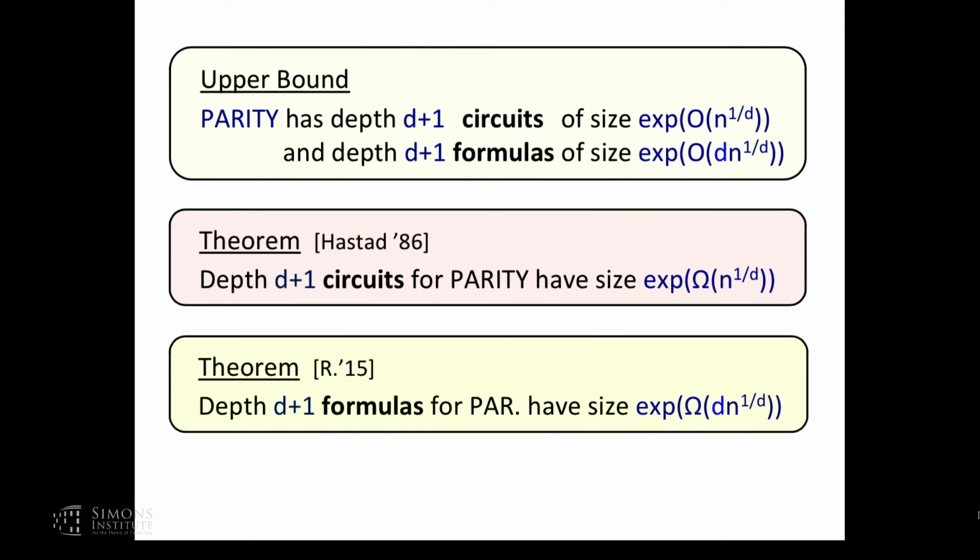So by applying the switching lemma in a more careful way to formulas, a few years ago I was able to show the similar matching lower bound for formulas. And this is a stronger result. This one implies this one, again by this naive simulation of circuits by formulas. So without going into any details, let me just explain the main idea of how you apply the switching lemma in a more efficient way in the setting of formulas.